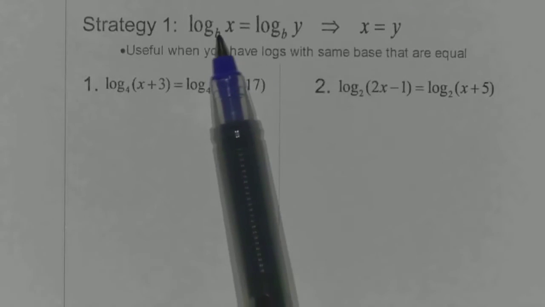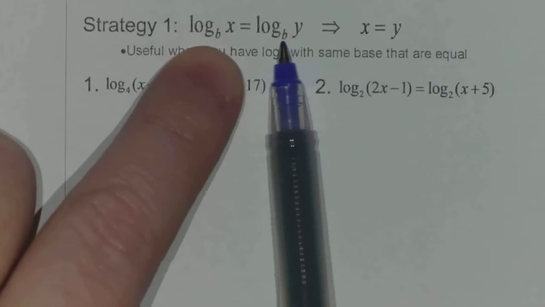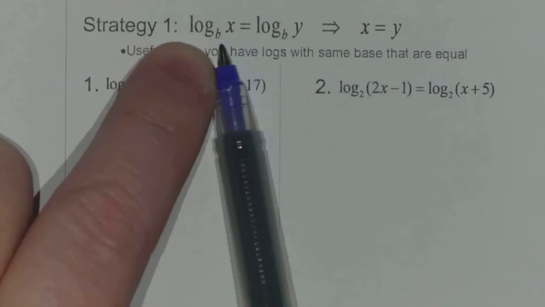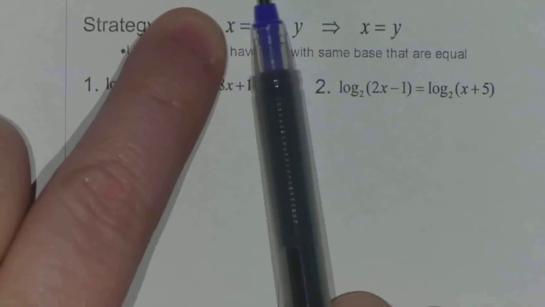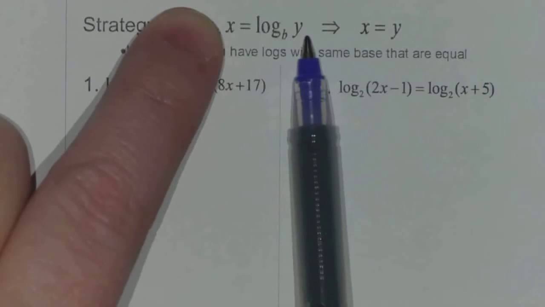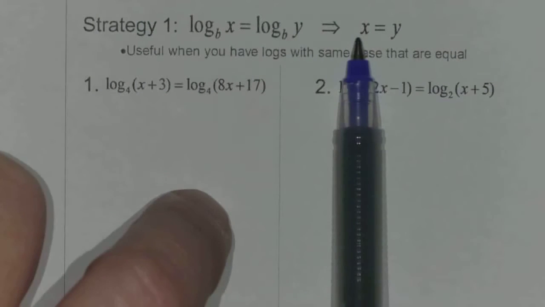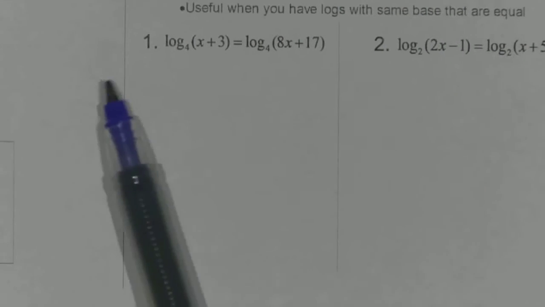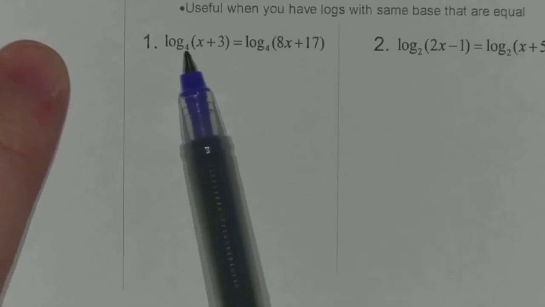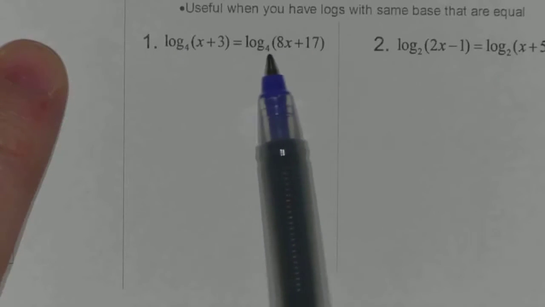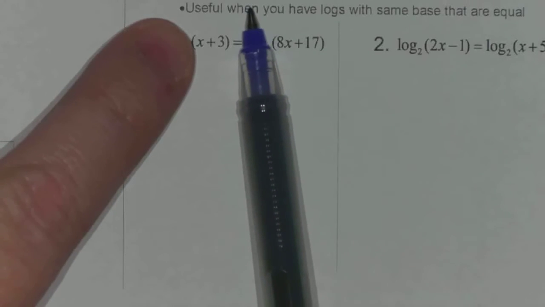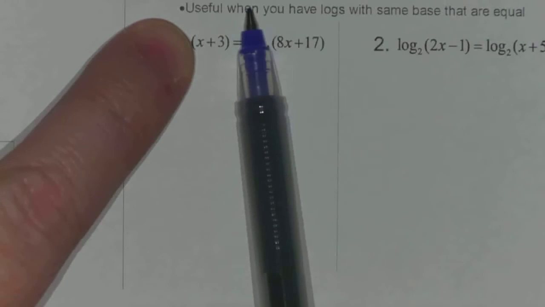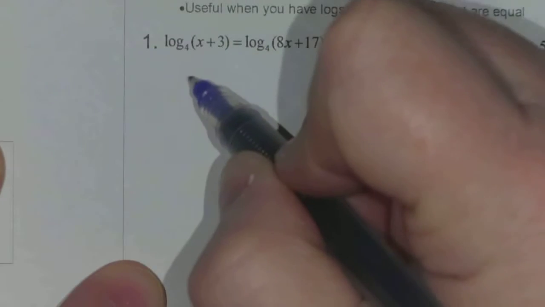The first strategy says, if you have logarithms in the same base, you see how this is log base b and this is log base b, you can forget that the logarithms are there and just solve the algebra part by setting them equal to each other. Looking at this first example, I have log base 4 of x plus 3, and log base 4 of 8x plus 17. See how they have the same base? So guess what I get to do? Forget about the logarithm being there, and just solve the algebra.